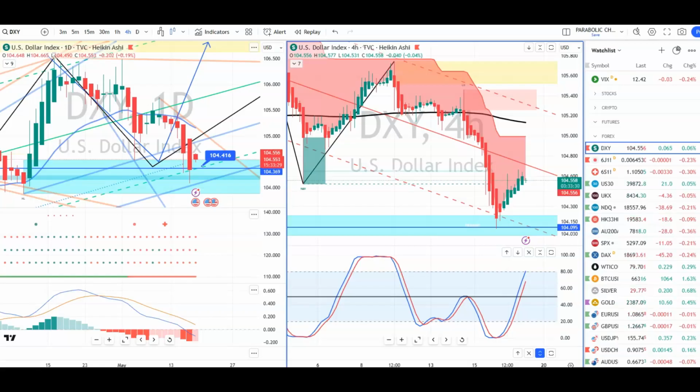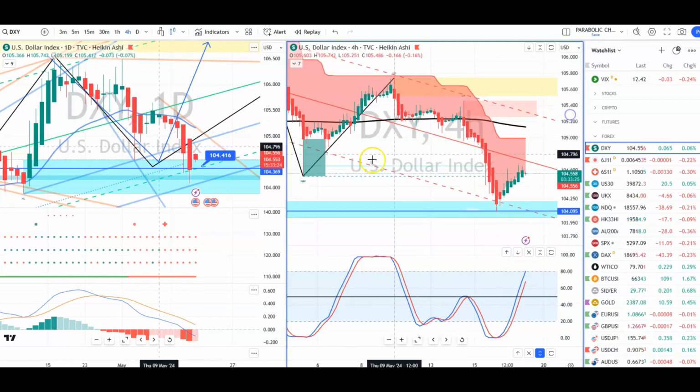So let's do the full analysis on the parabolic trends first, and then we'll go into the price action charts and see what's going on down there.